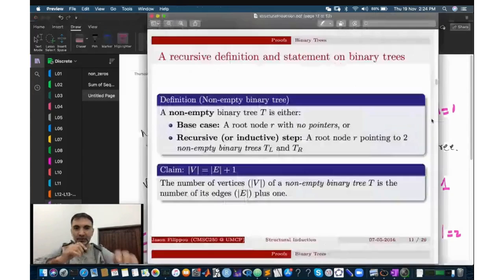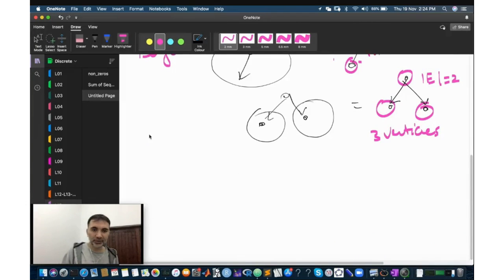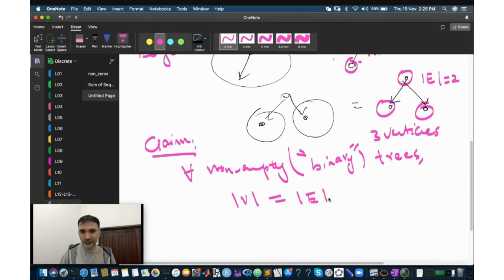So let's go back to our claim. You see the claim? The claim says that this is true for non-empty binary trees. Okay, it's not saying that this is true for empty binary trees. So let's forget about the empty binary tree and let's prove it for just the non-empty binary trees. Okay, so let me write down the claim again. The claim says that for all non-empty binary trees, the number of vertices is equal to the number of edges plus 1.